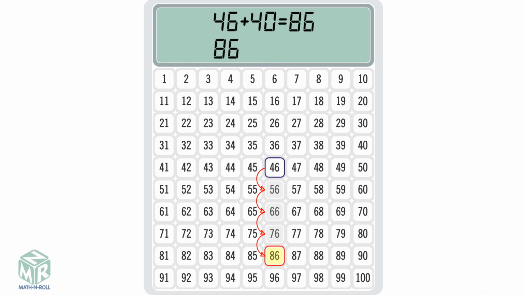Now let's do 86 minus 40. Start at 86. Count back 4 tens. Equals 46. So 86 minus 40 equals 46. 46 plus 40 equals 86, and 86 minus 40 equals 46 are related facts.